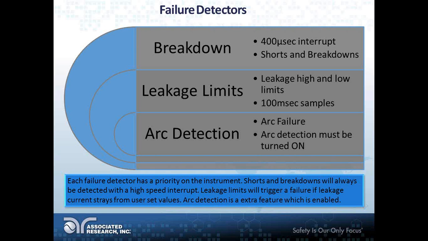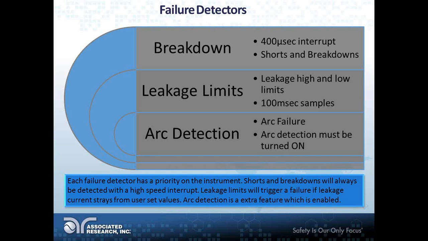But the leakage one works off the sample rate of the unit. It's just 100 milliseconds. So the unit samples every 100 milliseconds for the leakage limit, and then it gives you back those displays. Every 100 milliseconds, you'll see an updated leakage value. So if it doesn't catch it on the first one, it'll catch it on the next sample.